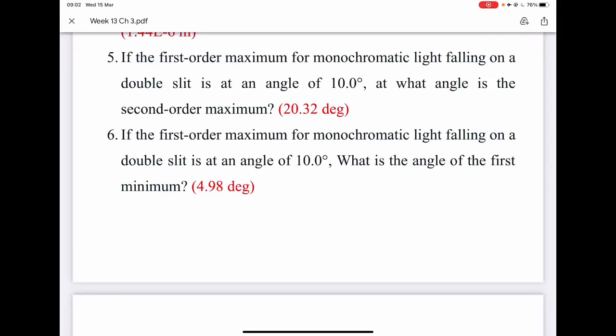Okay, so here we have problem number 6. If the first order maximum for monochromatic light falling on a double slit is at an angle of 10 degrees, what is the angle of the first minimum?